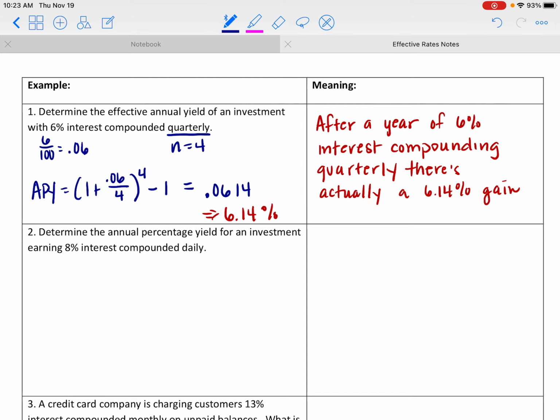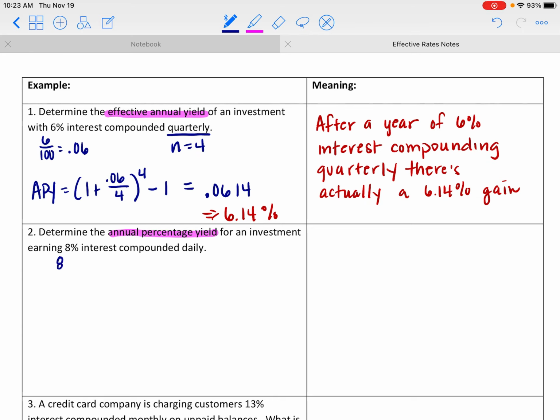So the wording is a little different on the next one, but it is the same process. The first one says determine the effective annual yield. This one says to determine the annual percentage yield. That is the same thing. So here it's determine the annual percentage yield for an investment earning 8% interest compounded daily.